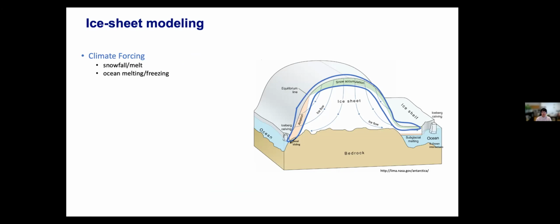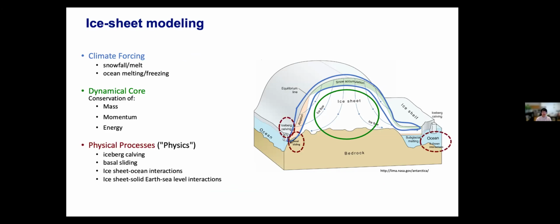One is climate forcing, so how much precipitation we get, how much melt happens, and how much melting and freezing happens at the ocean as well. And there is a dynamical core where it solves for conservation of mass, momentum, and energy. And there are different physical processes that one can include in their ice sheet model, such as iceberg calving, basal sliding, or ice sheet and ocean interaction.